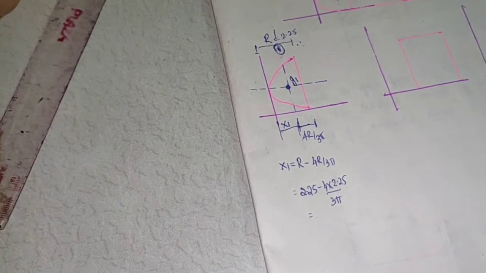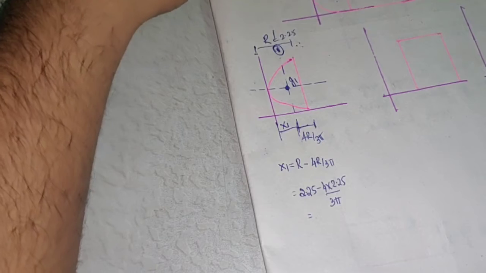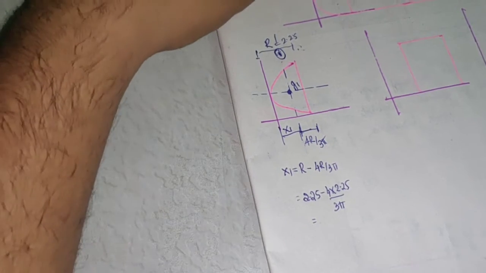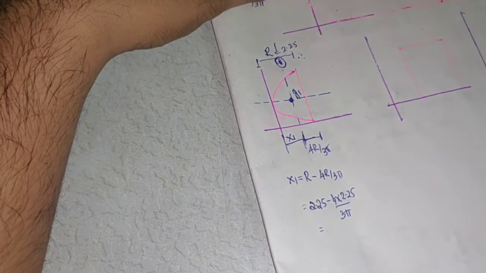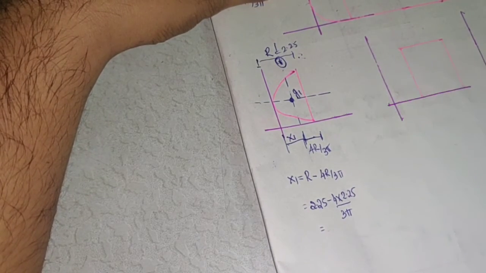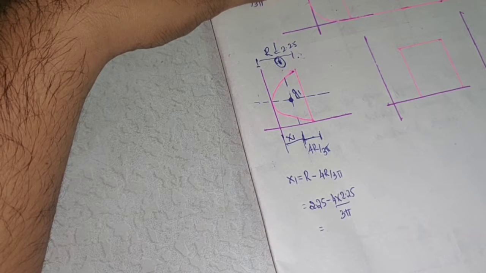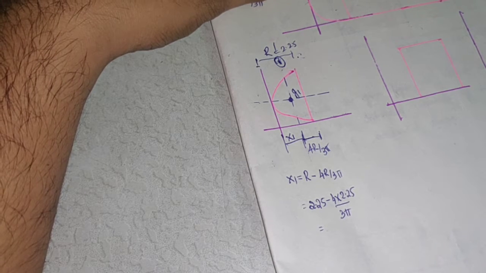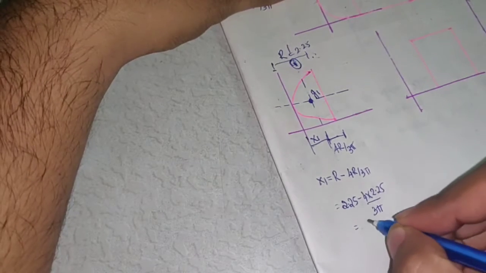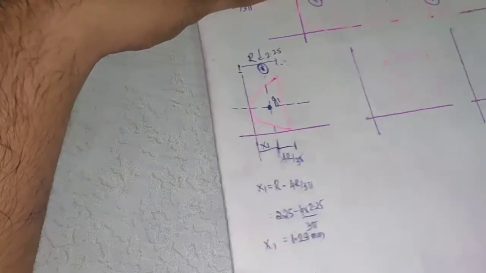So you calculate this and you'll get the value of x1. We'll calculate that later. Wait, we'll finish it off. So value of x1 is 4 into 2.25 divided by 3 pi, and it is 2.25 minus that. So you'll get this value as 1.29 mm. So we got x1.